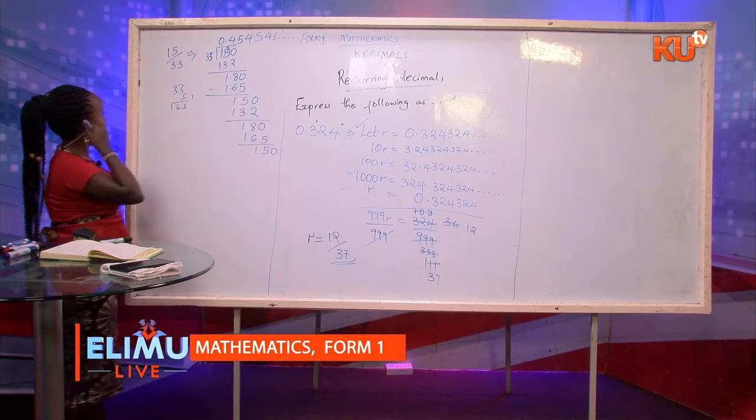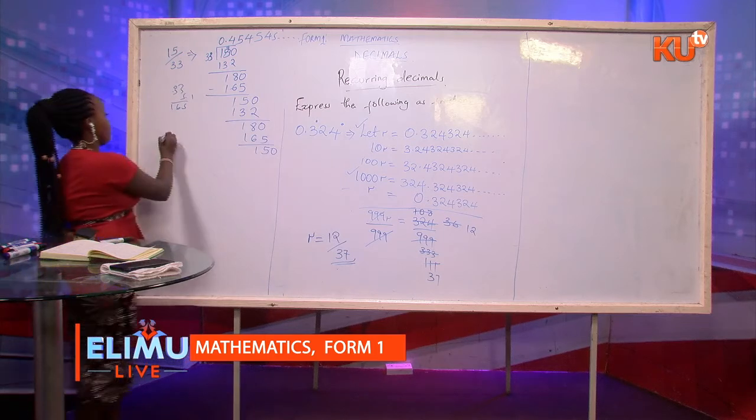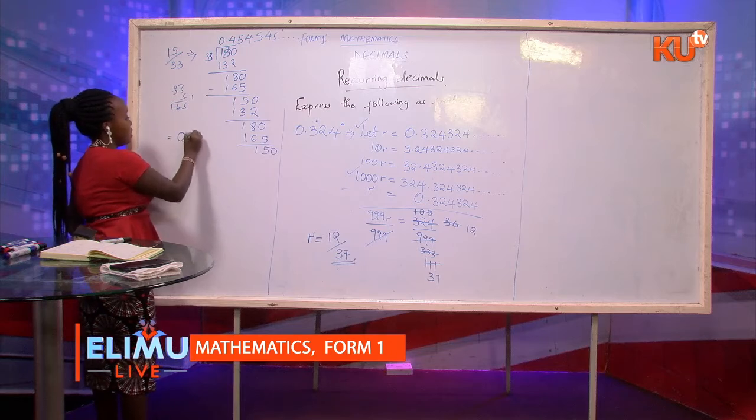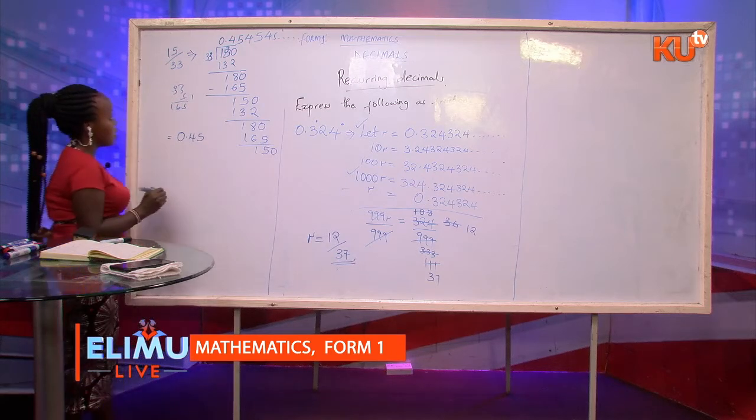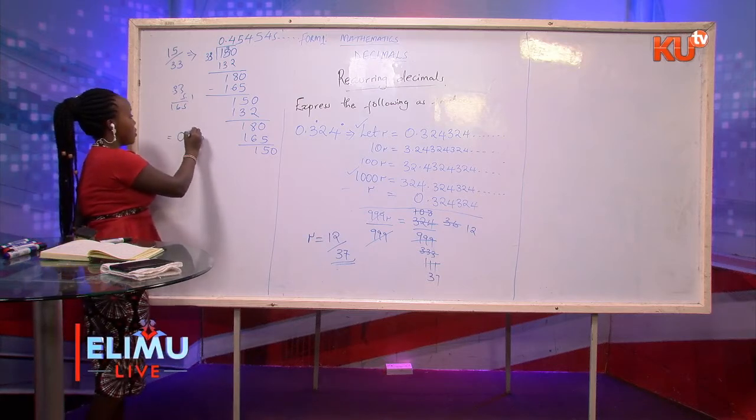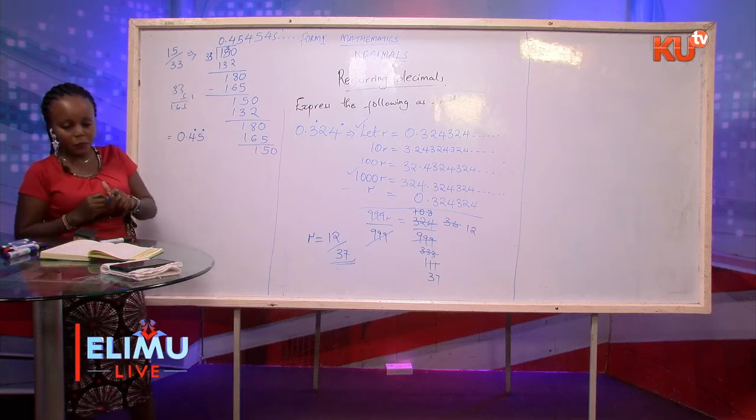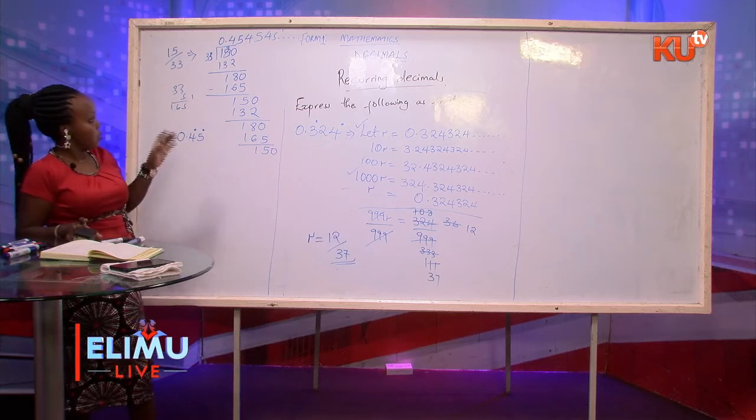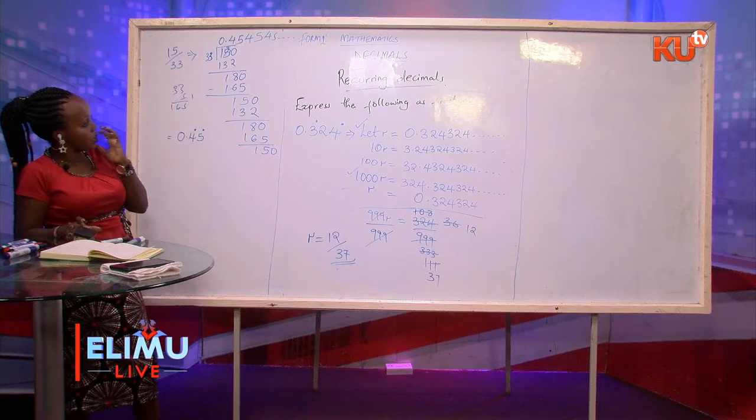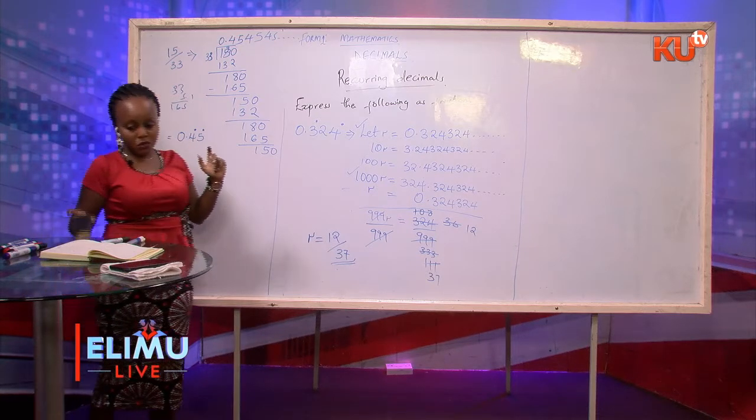So our fraction 15 over 33 into a decimal will be 0.45, and the recurring decimals, as you can see, the digits that are repeating themselves are 4 and 5. So we put a dot above 4 and another dot above 5. So that is how we can express fractions into recurring decimals and also recurring decimals into fractions.